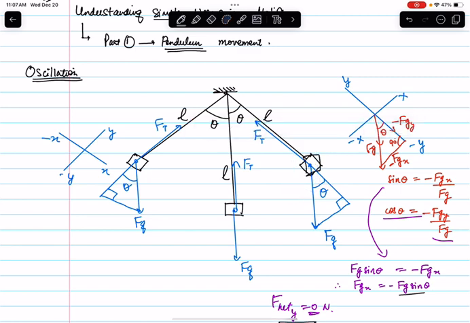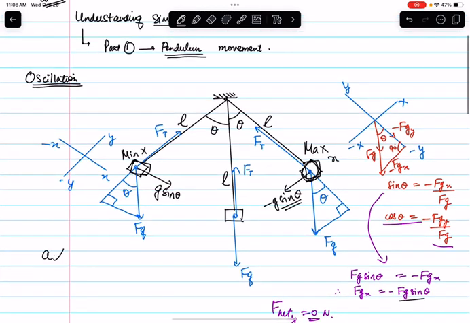So for example, over here, this is your max x, but the acceleration is negative g sine of theta. So it's acting over here. But over here, this is your minimum x, but the acceleration over here is positive g sine theta. So the acceleration is proportional to negative x.